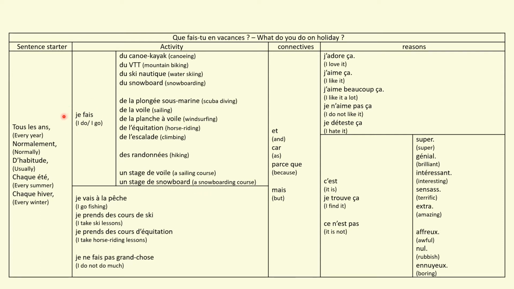Excellent. Now you would have noticed that they all start with "je fais", which literally means "I do", but sometimes in English you use "I go". So, I go mountain biking or I go hiking or phrases like that. The last two, it's about doing a course. So it can be a course of anything. Have a think. How would you say a course of windsurfing? Très bien. Un stage de planche à voile. And so on and so forth.